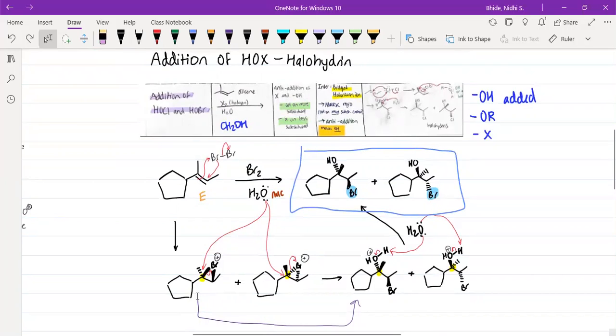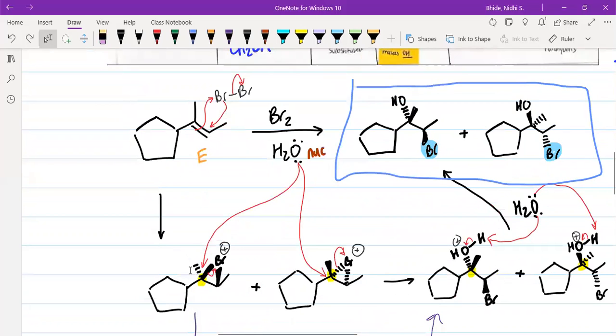So this highlighted yellow carbon is going to be the more substituted carbon because it contains a methyl group and it contains this bridged species. Same with this methyl group and this bridged species. You can contrast that with this side of the molecule, which obviously is only attached to the other half of this molecule, whereas this half is attached to both the cyclic structure and the methyl and the bromine.